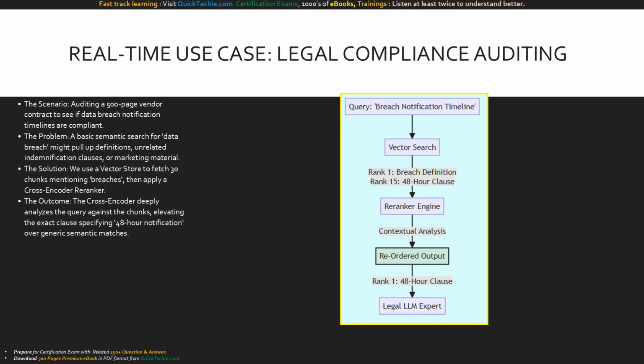Follow the audit trail here. The query enters the vector search, which mistakenly puts a generic breach definition at rank 1, burying our target clause at rank 15. The reranker engine intercepts this list. Using deep contextual analysis, it flips the order, ensuring the 48-hour clause is elevated to rank 1. The legal LLM expert receives the perfect context to synthesize a compliant answer.